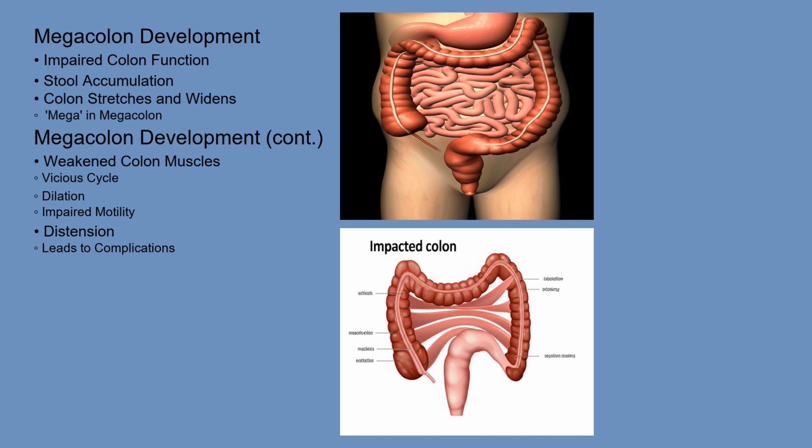Now, how does megacolon actually develop? In essence, it's a tale of impaired colon function. When the colon's ability to move stool effectively is compromised, fecal matter accumulates. This build-up causes the colon to stretch and widen, hence the mega in megacolon. The weakened muscles of the colon wall further exacerbate the issue, creating a vicious cycle of dilation and impaired motility. This distension can then lead to a cascade of complications, which we'll discuss later.